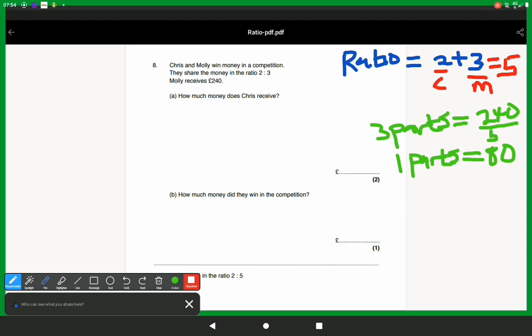Alright, how much money does Chris receive? Do not forget that Chris is having ratio 2. And if anyone is having 1 part, the person will take £80. So if the person is having 2 parts, the person will take double of the 80, or better still, multiply 80 by 2. Then you get 160. So therefore, Chris is having 2 parts and Chris is having £160.